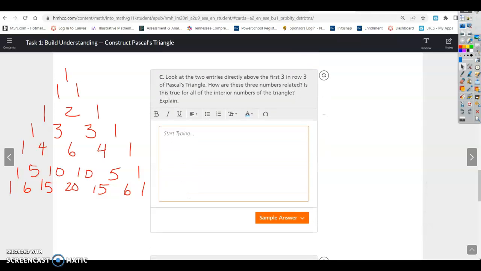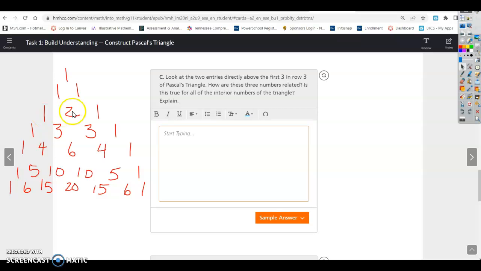All right, so look at the 2 entries directly above the first 3 in row 3. The 2 entries above, the 1 and the 2. How are these 3 numbers related? Is it true for all the interior numbers of the triangle? And the answer is yes.